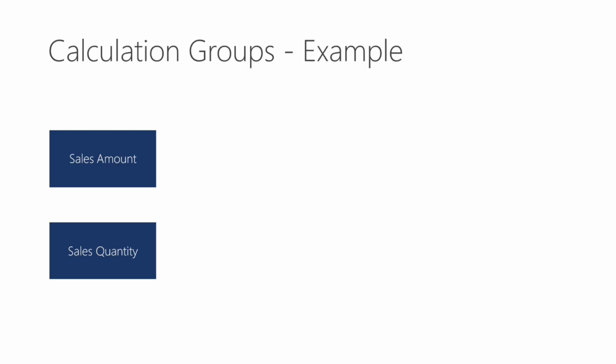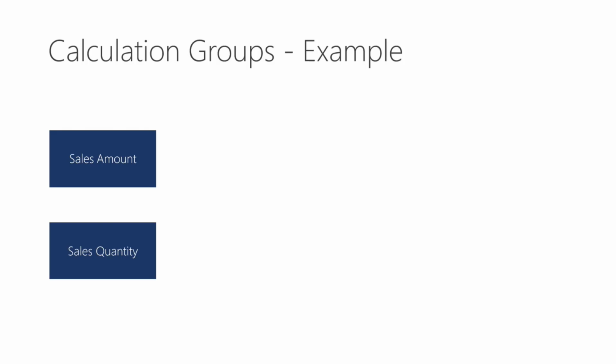As time goes by, a change request comes in. While they are analyzing the sales amount and sales quantity, they also want to compare them with their last year sales amounts and sales quantities. So the requirement is that they want to compare their current year sales amount and sales quantities with their last year sales amounts and sales quantities.